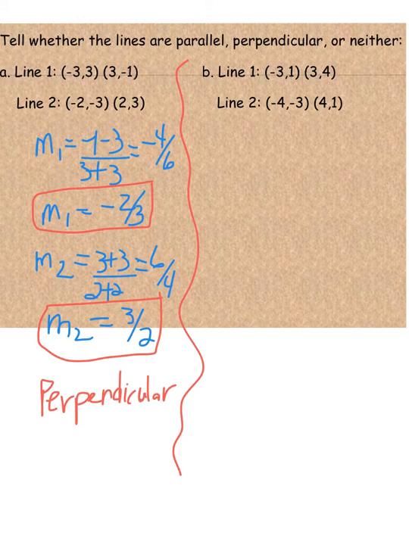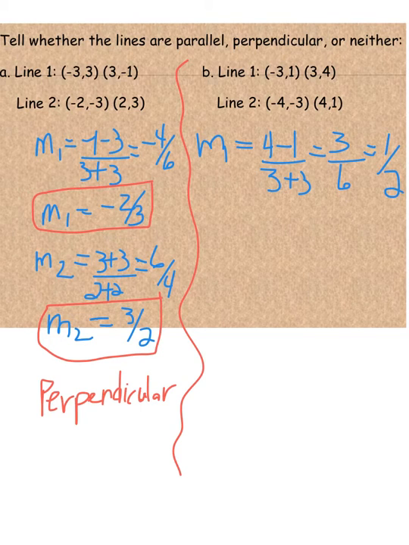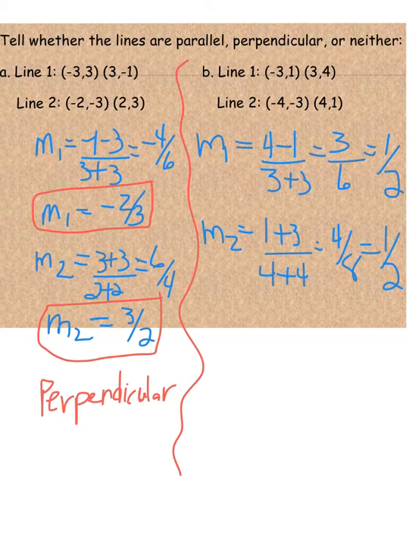If we look at example B, we'll do the same thing. We'll find the slope of line 1, change in y, change in x, and this will give us a slope of 1/2. Line 2, change in y over the change in x, will also give us a slope of 1/2. The slopes are the same, therefore we can say that these lines are parallel.